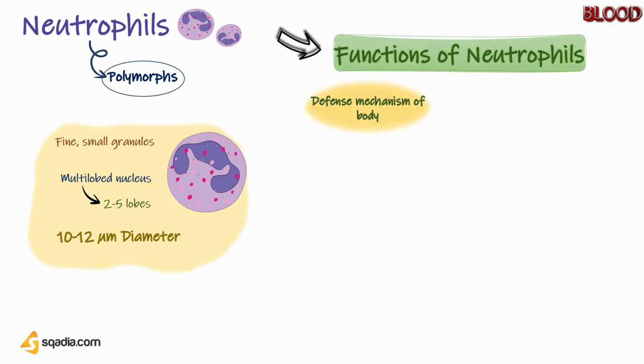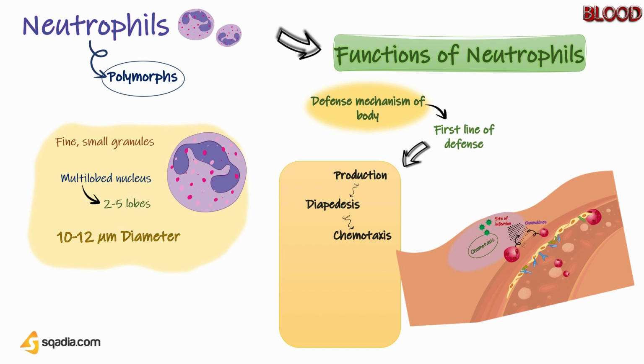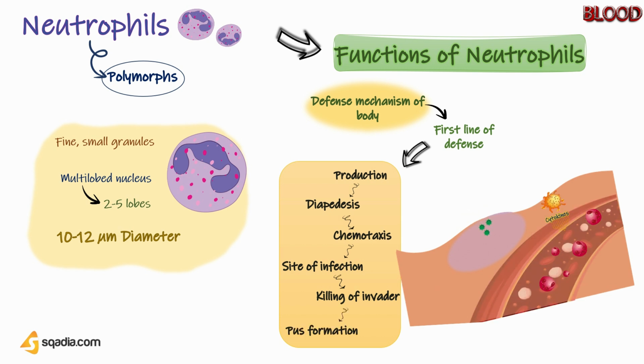Neutrophils play an important role in the defense mechanism of the body. Along with monocytes, they provide the first line of defense against invading microbes. Neutrophils are released in large number at the site of infection from the blood. Then they move by diapedesis towards the site of infection by following chemotaxis. These neutrophils destroy the invaders by either phagocytosis or NET, neutrophil extracellular traps, in case of large pathogens.